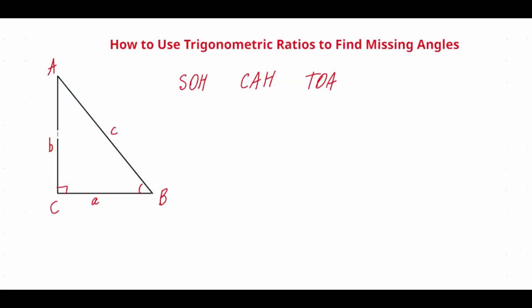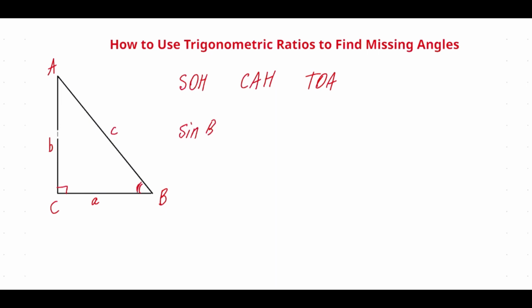In this video, we're going to talk about how to use trigonometric ratios to find missing angles. What are trigonometric ratios? Those are just the ratios of sides in a right triangle. So we have sine, cosine, and tangent, and we're going to use a mnemonic to help us memorize these ratios. Let's say we find the sine of angle B in this right triangle.